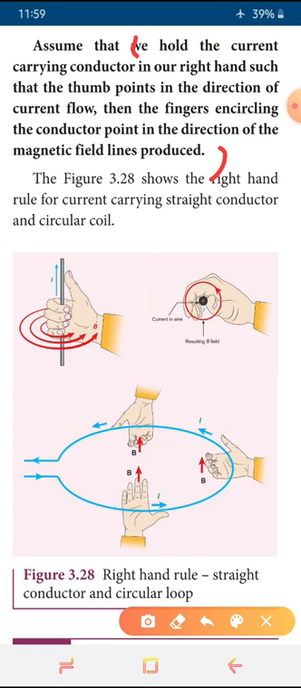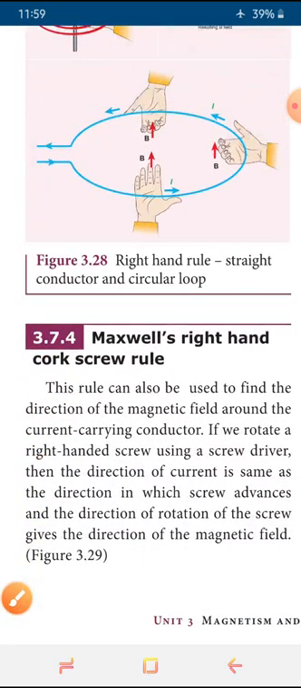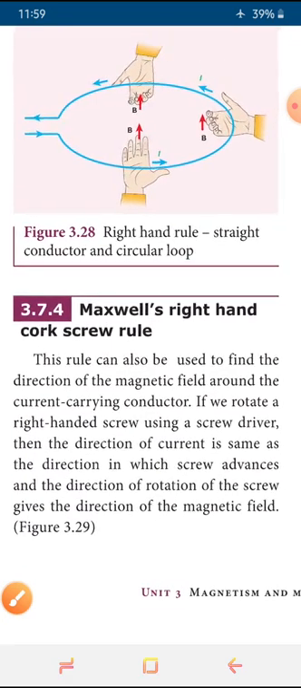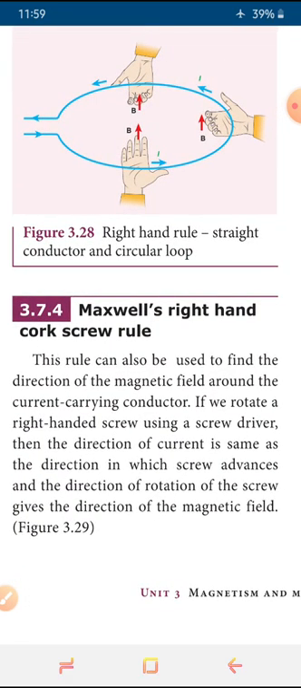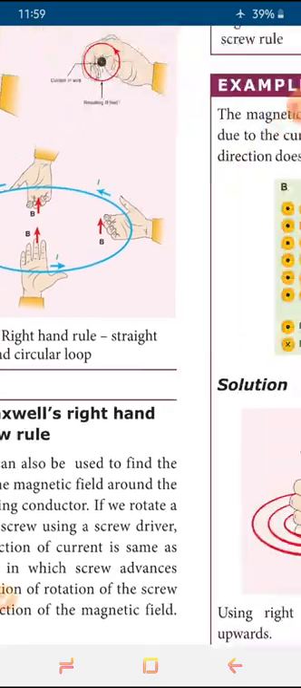Yes. And next we will see Maxwell's right hand corkscrew rule. So just now we discussed the right hand thumb rule. Now we are going to see how the right hand corkscrew rule is explained. And this right hand corkscrew is explained with the help of a screwdriver. Okay, we have explained this using the rotation of a screwdriver.